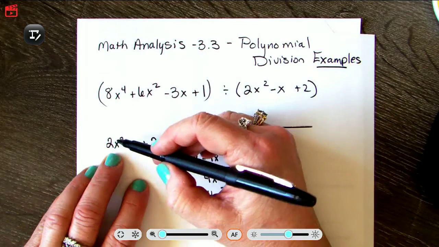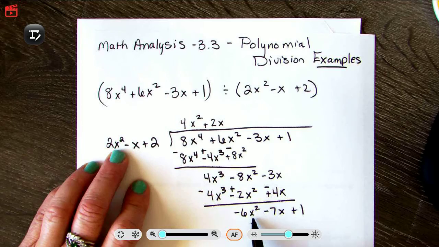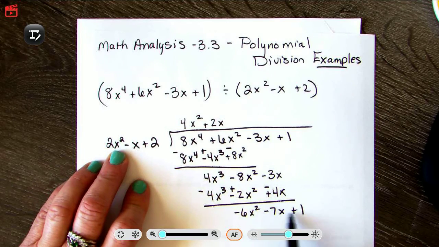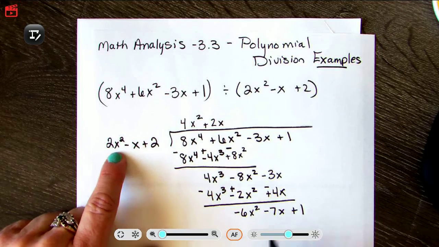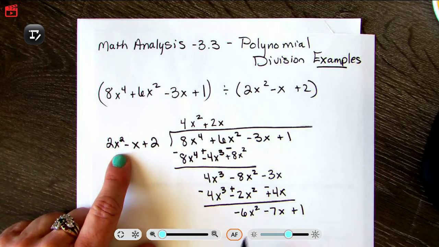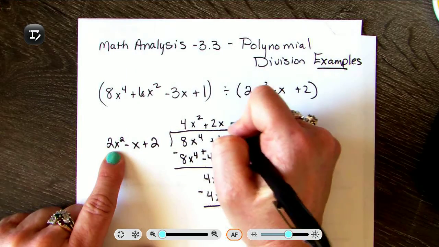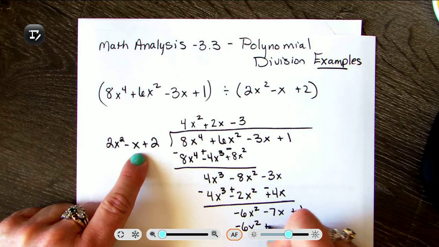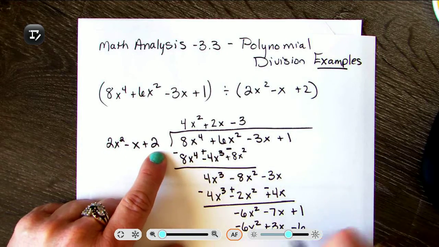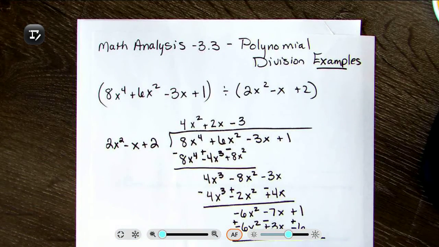And one last time, because I can still take an x squared into x squared. I will stop when I no longer can take the power up here into the power here. So in other words, when this guy is smaller in degree than what we're dividing by, because then we'll have that remainder. So we will stop if we have a linear factor. All right, so 2x squared into negative 6x squared, probably a negative 3. Negative 6x squared plus 3x minus 6. We are going to subtract, so change our signs, and then we will add.